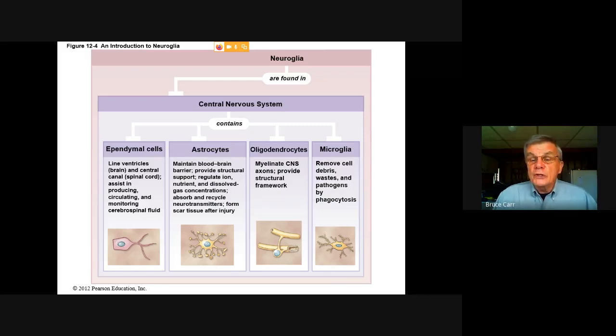Finally, microglia are phagocytes. Like white blood cells, they seek debris or waste or pathogen and basically keep the central nervous system very clean.